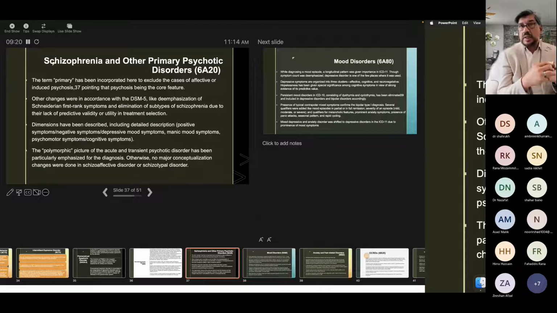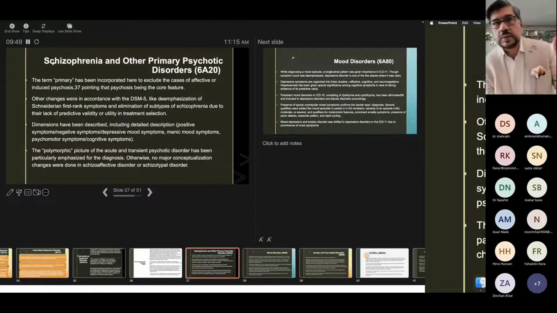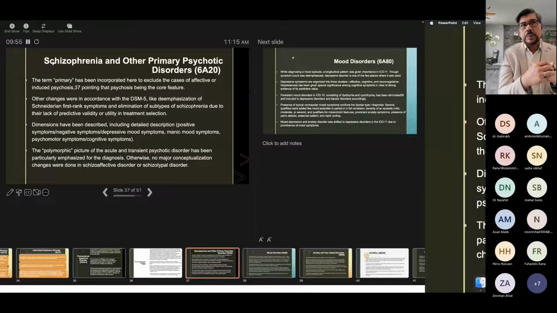Schizophrenia and other primary psychotic disorders, most important and the bread and butter of psychiatry. The term primary has been incorporated here to exclude the cases of affective or induced psychosis. So substance-induced psychosis, schizoaffective disorder, and affective disorder with psychotic symptoms are not labeled as primary. Other than that, they are labeled as primary. And if it is with something else, it is usually called secondary, pointing to psychosis being the core feature.